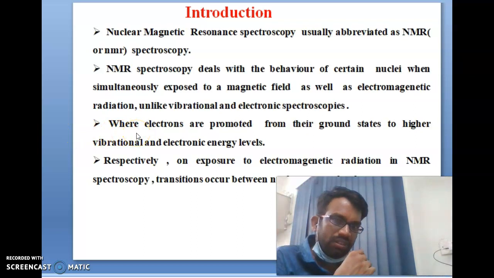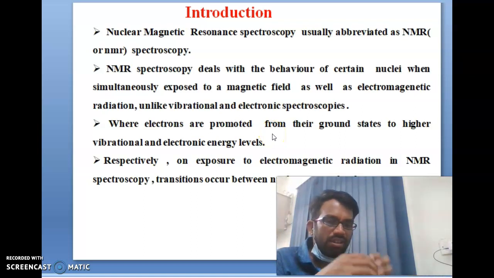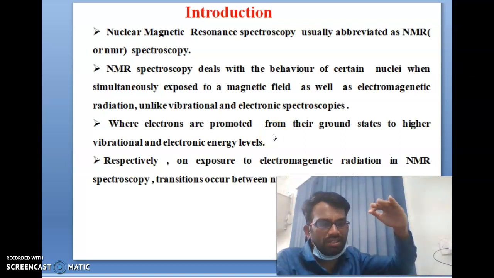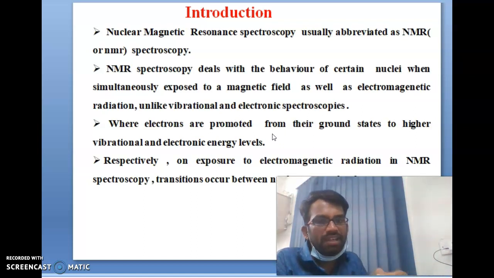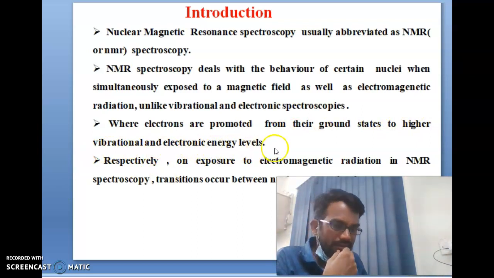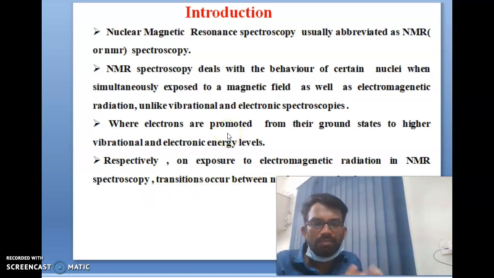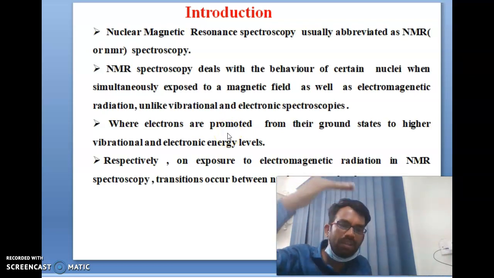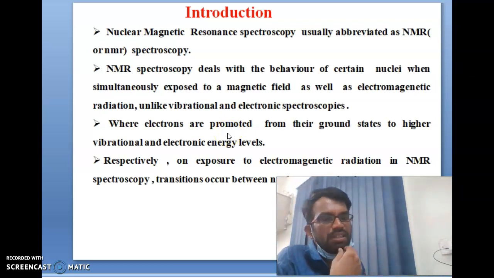Next, you can see the third point, where the electrons are promoted. If you take an electron from the ground state, it moves to the excited state. You give some energy to the molecules from the ground state, and they go to a higher state. Like where the electrons are promoted from their ground state to higher vibrational and electronic energy levels, respectively, on exposure to electromagnetic radiation. In NMR spectroscopy, the transition occurs between nuclear energy levels, from lower energy to higher energy and back.